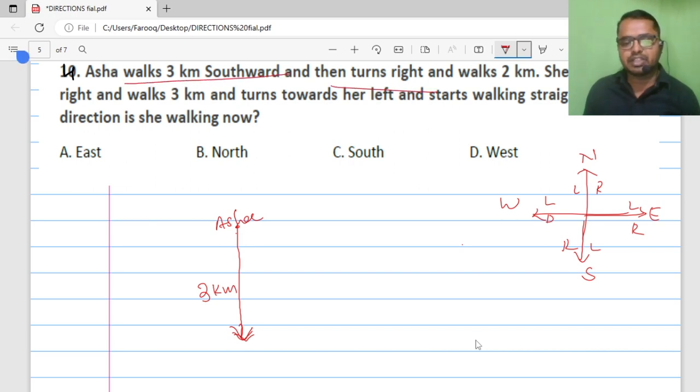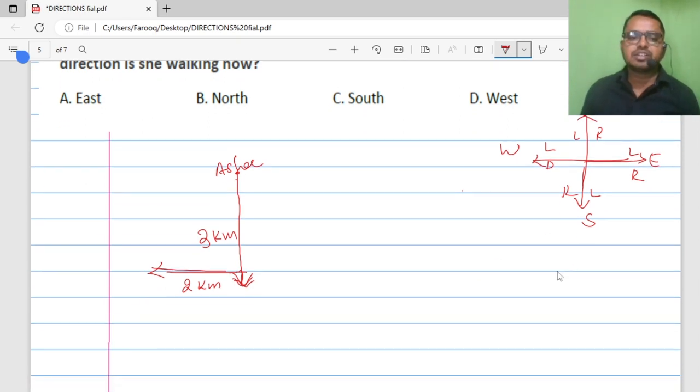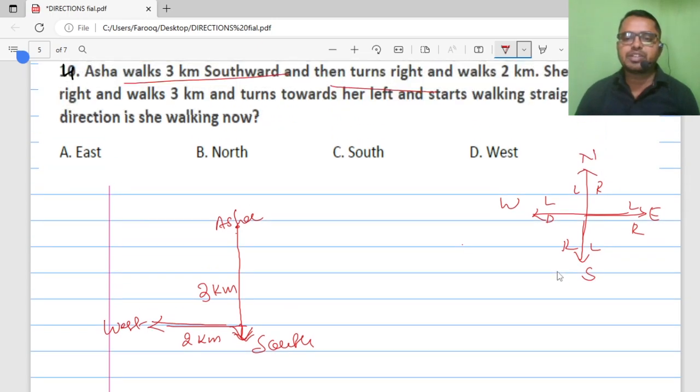Right means here. She turns to the right direction and walks 2 kilometers. She again takes a right turn. Asha is initially in the south direction. After taking the right turn, she moves in the west direction. Then from here she again takes the turn.